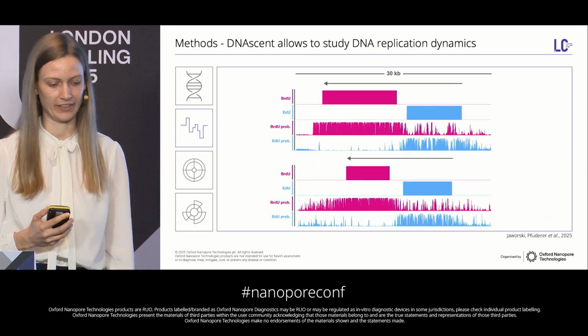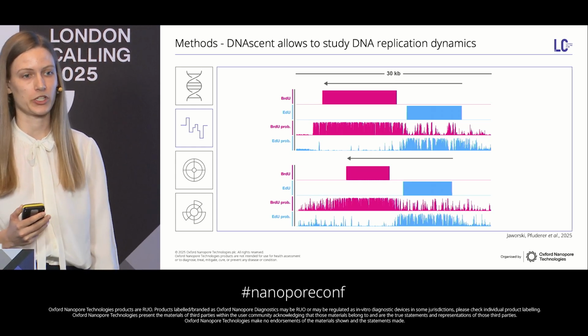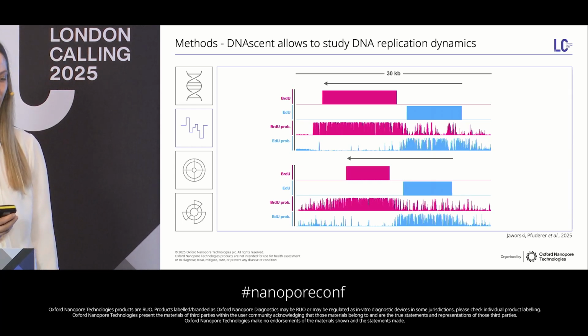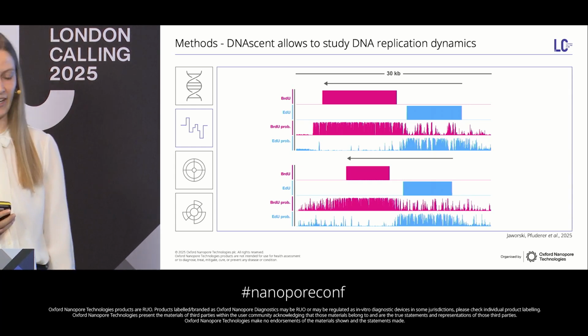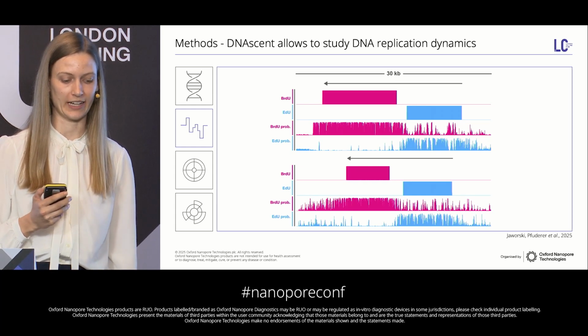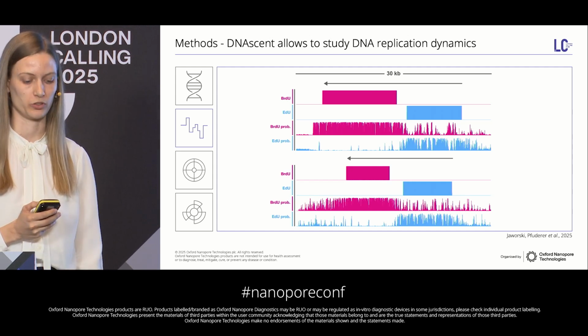And to show you some real data, on the top, the 4 tracks are one read, so we get the segmentation into EdU and BrdU in blue and pink, and then the raw signal. And the top fork is moving to the left, and you see in the left, in the pink one, a sudden drop-off in BrdU probability. So this means that this replication fork was stalled.